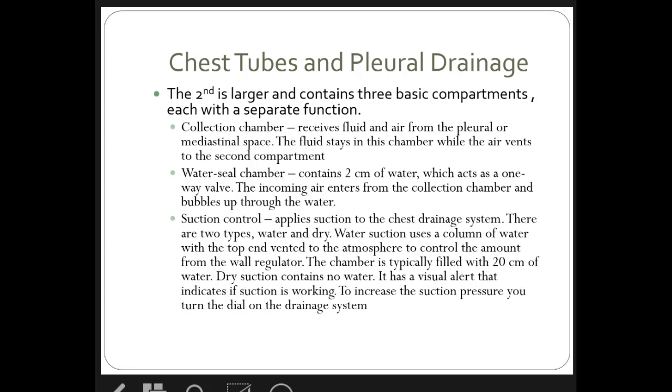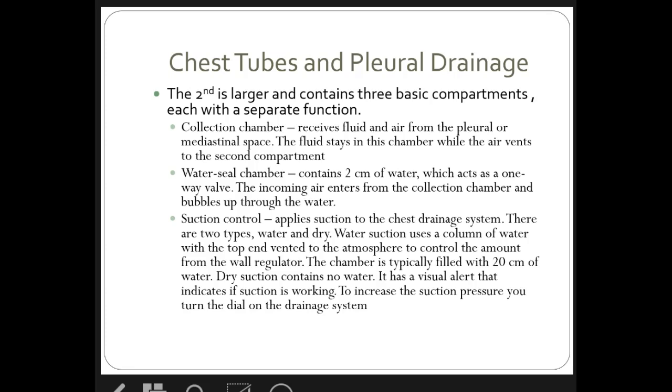The water suction uses a column of water with the top end vented to the atmosphere to control the amount of suction from the wall regulator. The chamber is typically filled with 20 centimeters of water. This is all included in the Pleurovac set that the nurse is responsible for setting up for the physician.